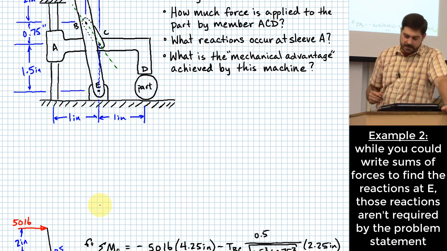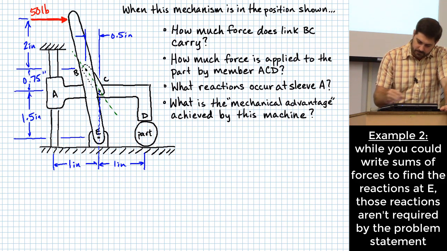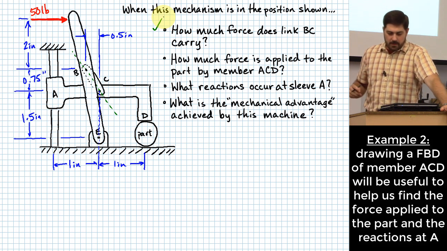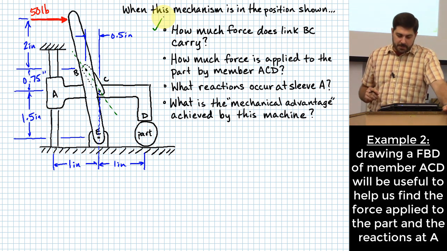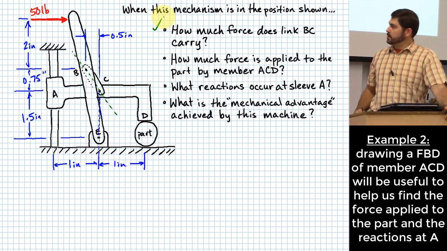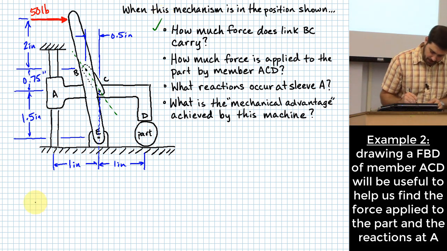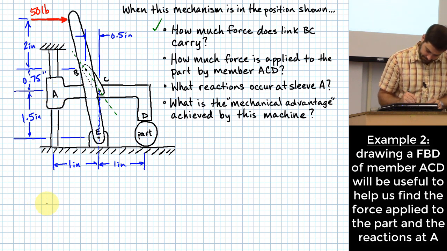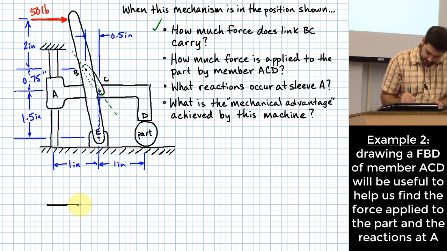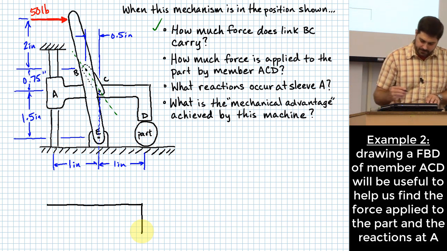to the next piece, because now I've found the amount of force in the link. So how much force is applied to the part by member ACD, and what reactions occur at sleeve A? What does it look like we need to do now? Do a free body diagram of ACD, right? And again, I'm going to simplify it. There's ACD.